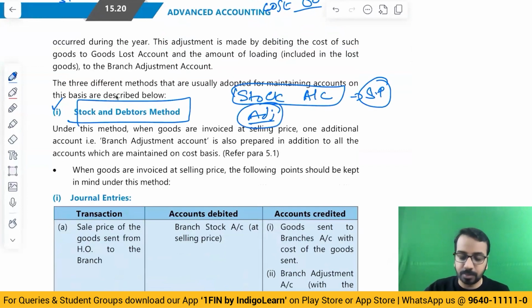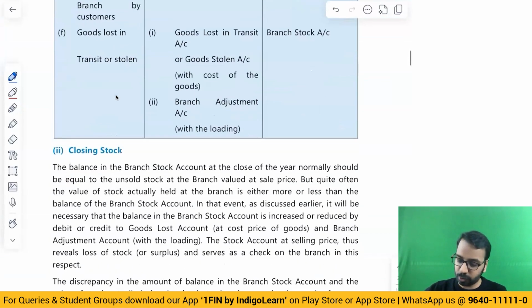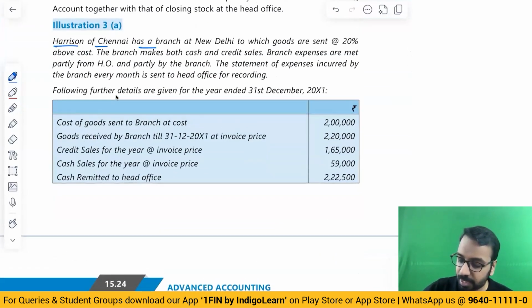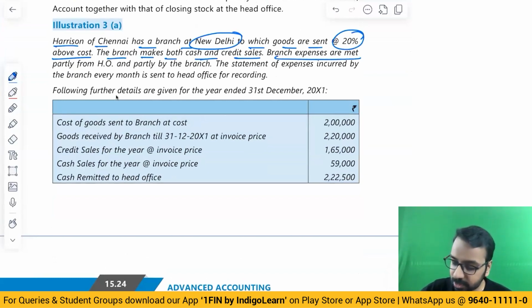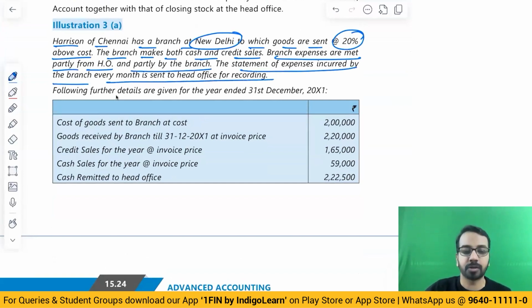Now, whatever I'm explaining, it can be better understood if you look at an example. So let us have a look at this question. Harrison of Chennai has a branch at New Delhi to which goods are sent at 20% above cost. The branch makes both cash and credit sales. Branch expenses are met partly from head office and partly by the branch. Statement of expenses incurred by the branch is sent to the head office for recording.